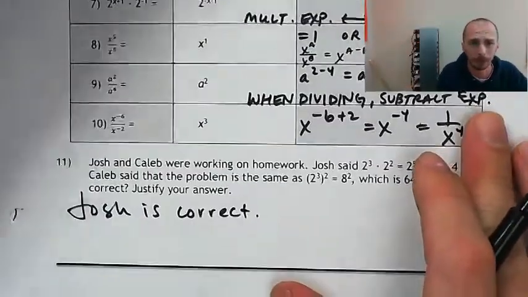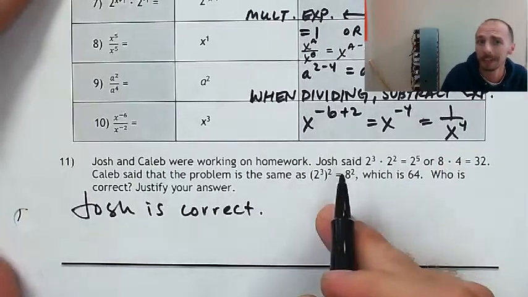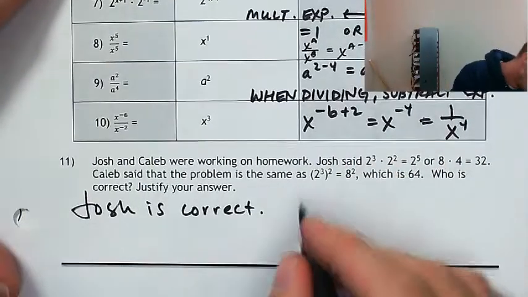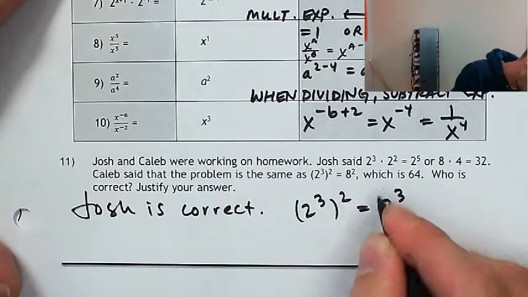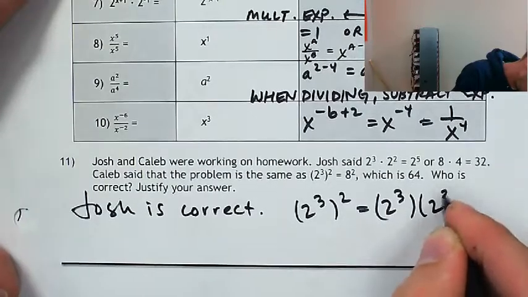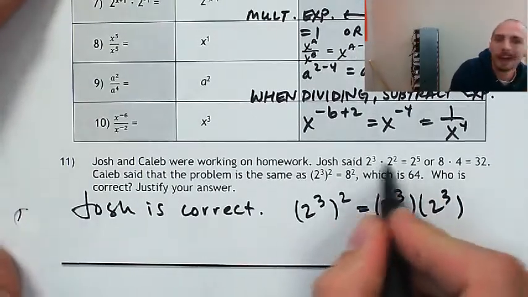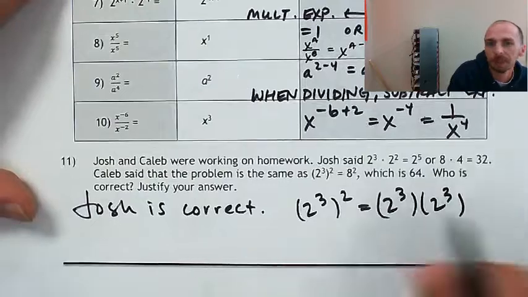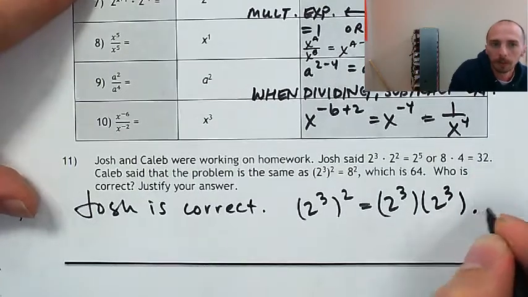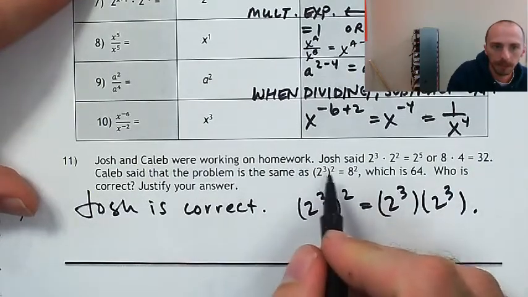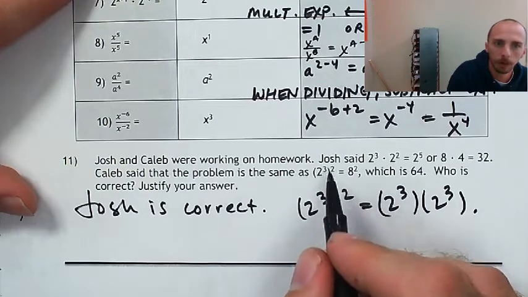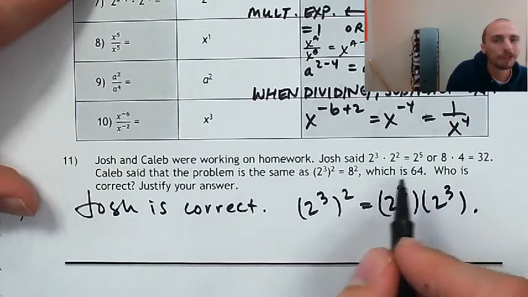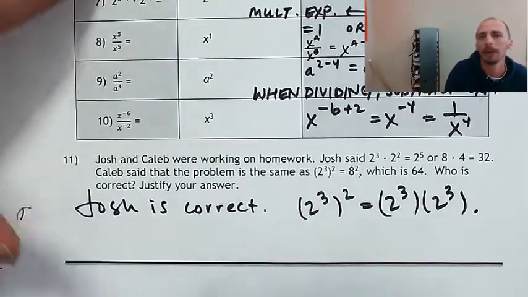I think the only way that you could really justify your answer is by talking about why Caleb is incorrect. Okay, 2 to the 3rd squared, that equals 2 to the 3rd multiplied by itself, right? So it would be 2 to the 3rd, 2 to the 3rd, but that's not what we were talking about up here. Okay, so that's what I would say. This statement here is not untrue. 2 to the 3rd squared is 8 squared, which is 64. It's just not the same question as we had up there.